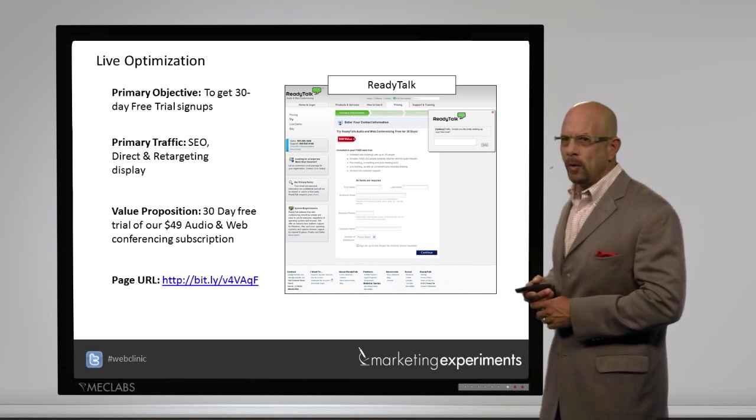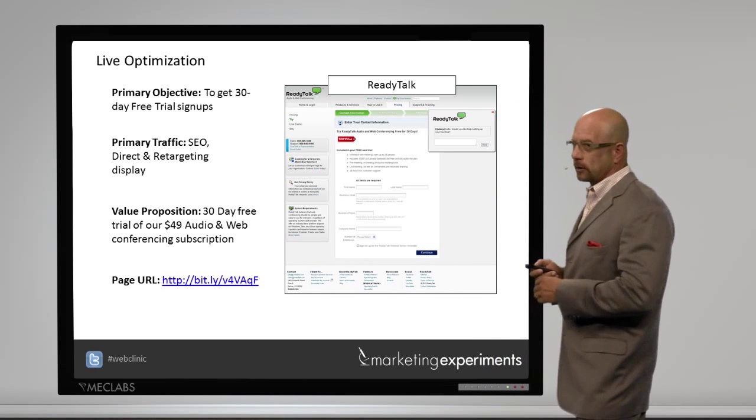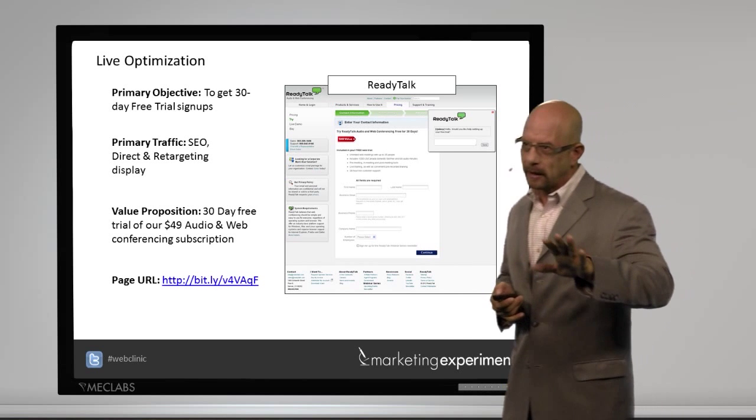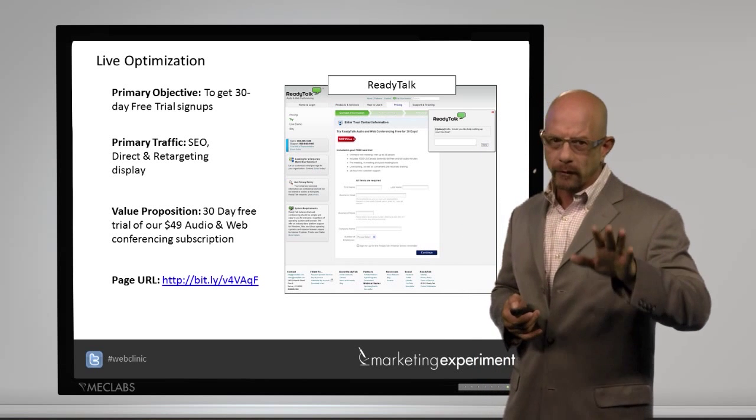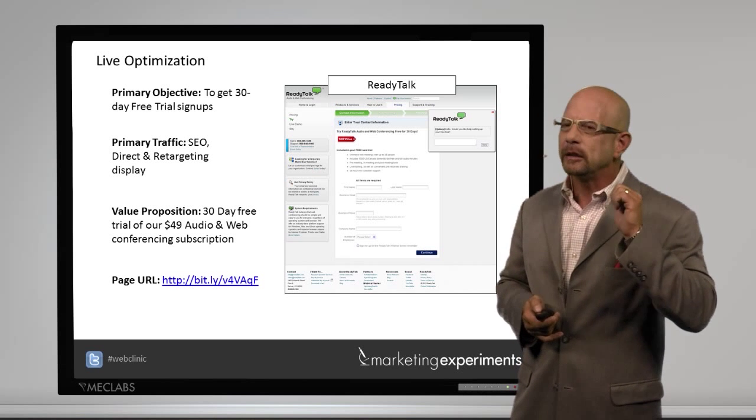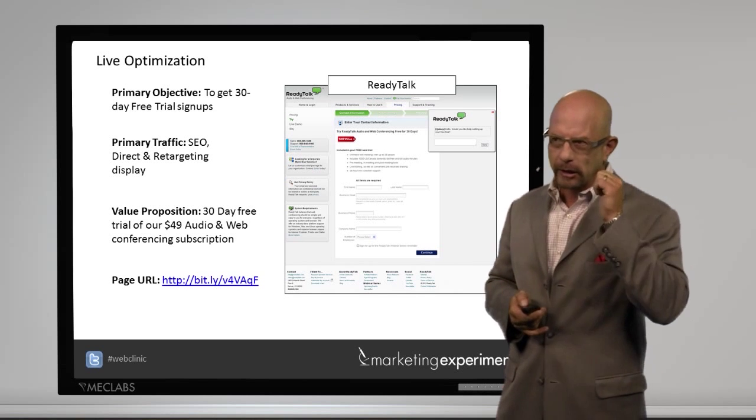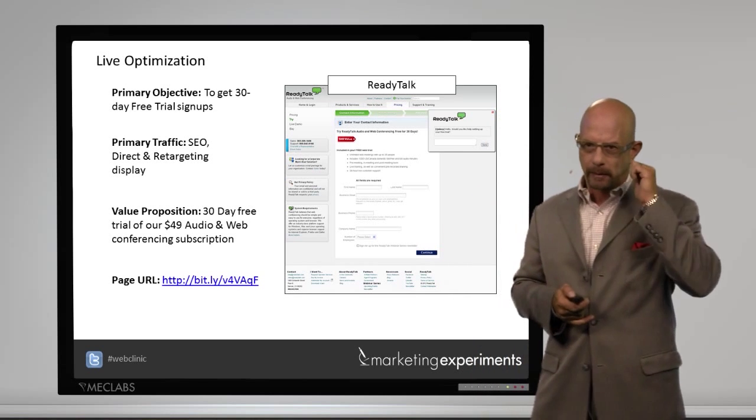Traffic's coming from SEO. This is submitted by Brandon, and the value prop, by your definition, not necessarily by ours, is a 30-day free trial of our $49 audio, web, and conferencing subscription. Brandon, look at our clinic. That's not a value prop. That's a business model. A value prop is not a slogan. It's not a cliche. It's not a business model.